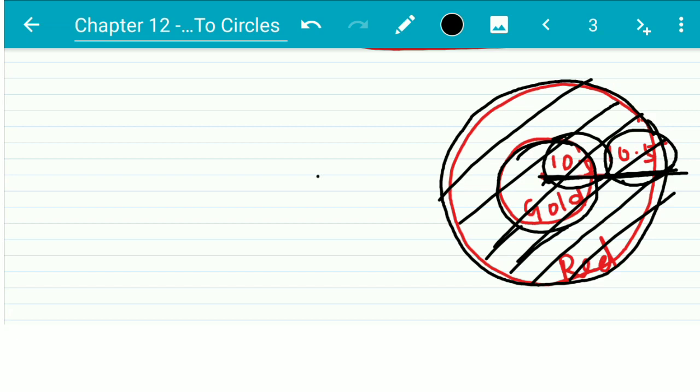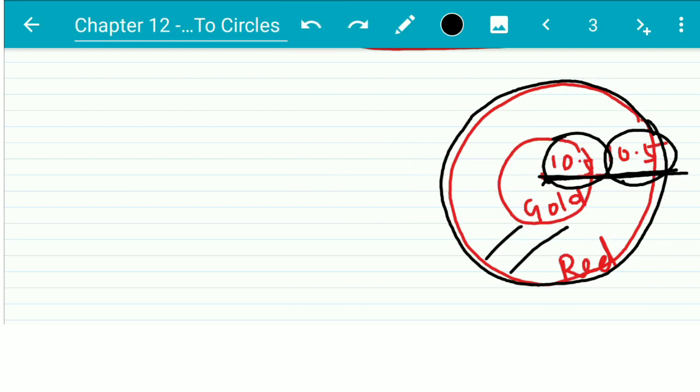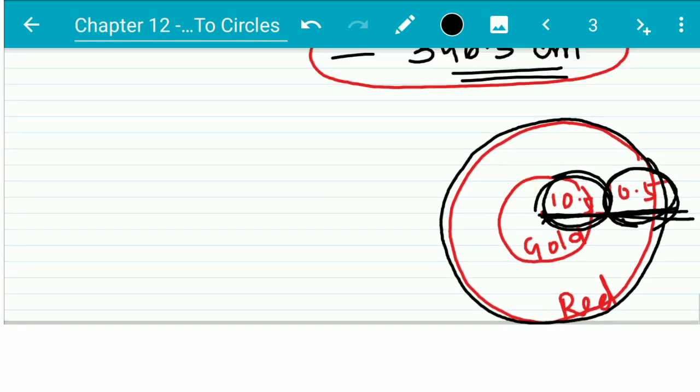So first we'll find the area of this big circle, by taking the radius as, what will be the radius of that full circle? Is it 10.5? No, it's not 10.5. Radius will be radius of gold plus width of red. Then only you'll get the full radius. That means 10.5 plus 10.5. Then we'll substitute that in the formula of area and we'll find the area of this full circle. So that's what we're gonna do now.